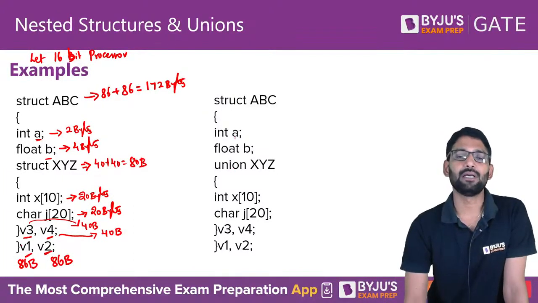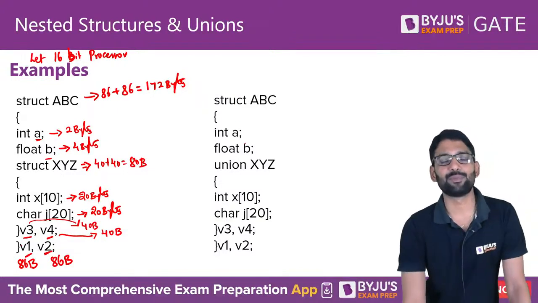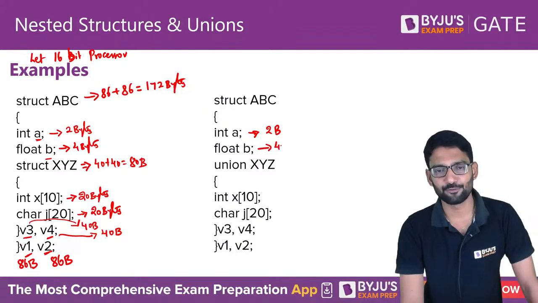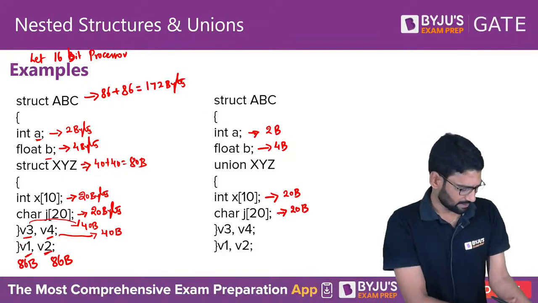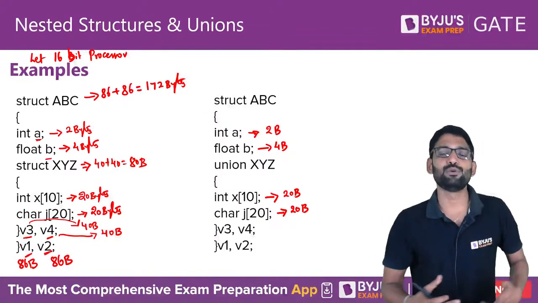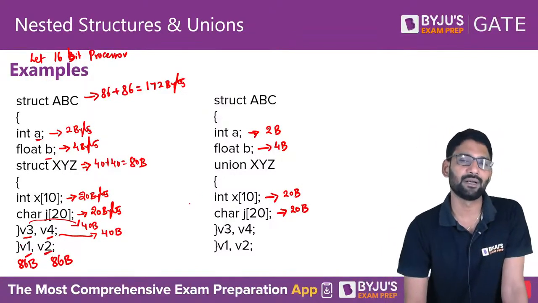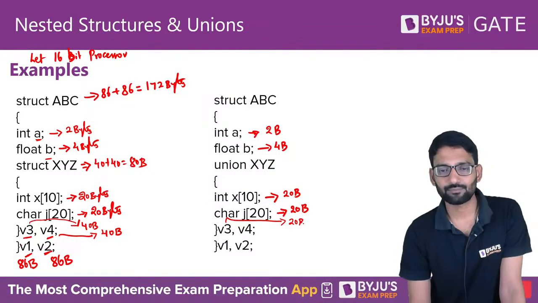I have defined union inside the structure. Let us identify what would be the memory now. For integer A 2 bytes, float B 4 bytes and x takes 20 bytes, j takes 20 bytes. Now as inner member is union, union will allocate max of its members size. What is max of 20 comma 20? 20 only. So for V3 20 bytes, for V4 20 bytes.